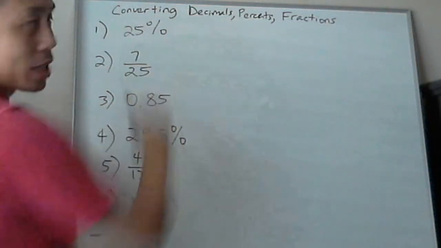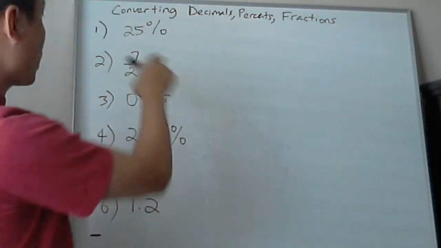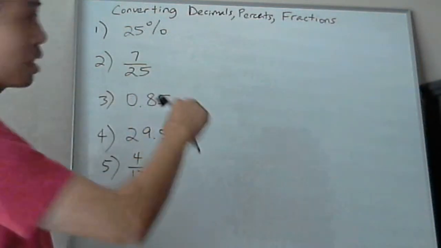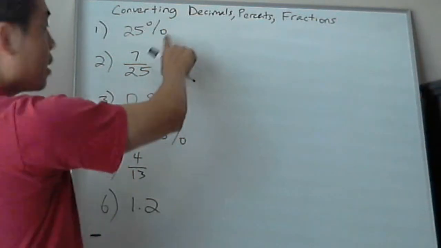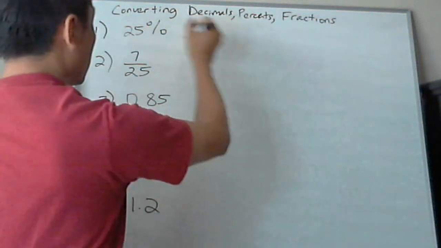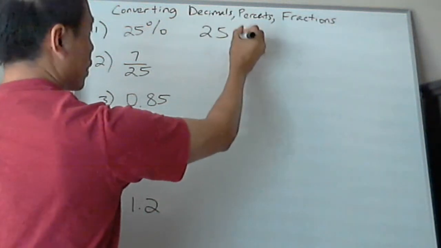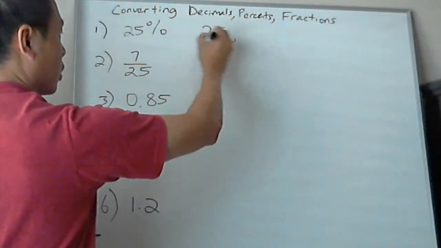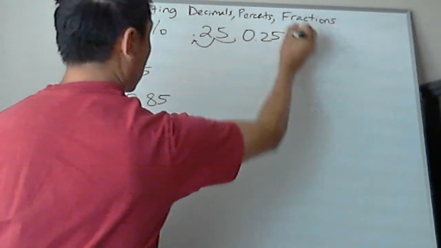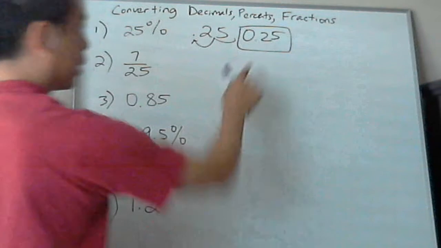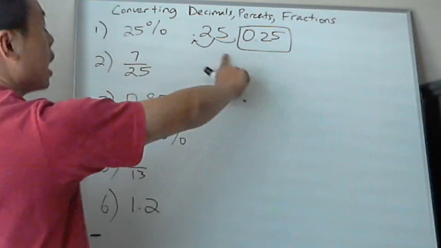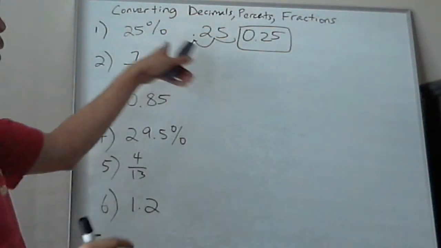You have 25%. If I get a percent, I'm going to convert it to a decimal and a fraction. So let's convert to a decimal first. How do you convert a percent to a decimal? Well, you remove the percent sign, put in a decimal, and then you move 2 spaces to the left. So you get 25, and there's a decimal here, and then you move it 1, 2 spaces. So the answer is 0.25 as a decimal. Again, you change the percent to a decimal and move 2 spaces to the left. That's how you convert percent to decimal.